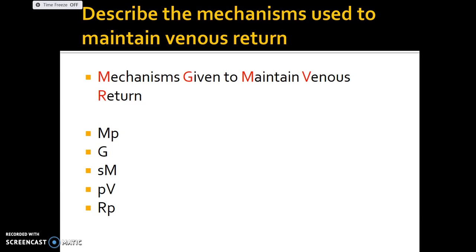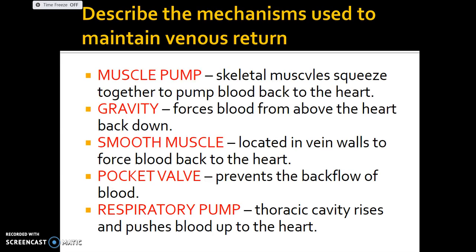Now this is what they are. See if you can work it out from there. So M goes into an MP. G, G. SM, see if you can work that out. PV, RP. First one is to do with the muscle. So let's move on. Answer: muscle pump.